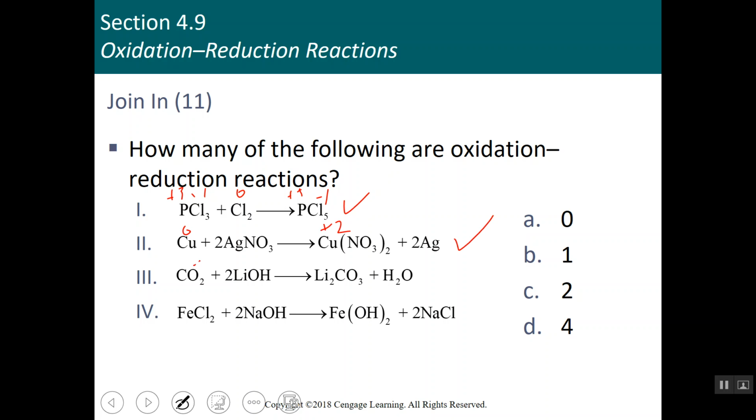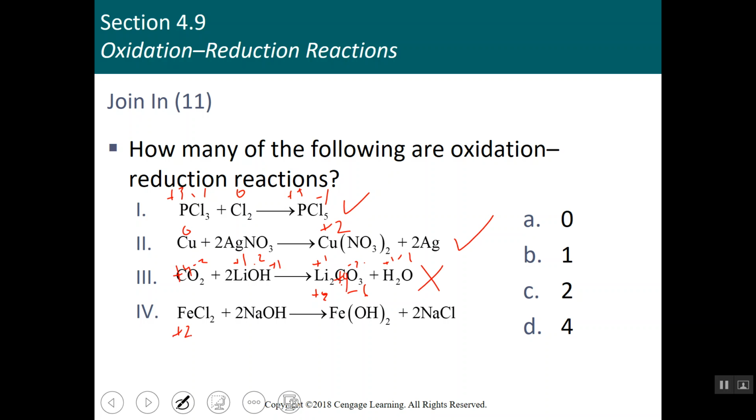In this one, oxygen's always a -2, hydrogen's always a +1, lithium's always a +1. So what we need to do is look on that carbon and see if anything happened to the charge on it. So -6 +1 or +2 makes this a +4, and that one's a +4. So this one is not an oxidation reduction reaction.